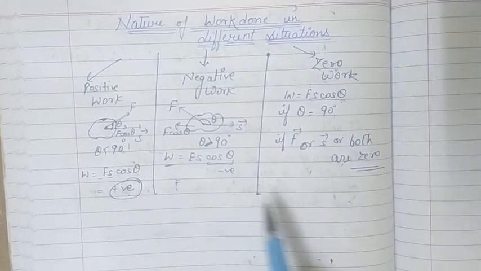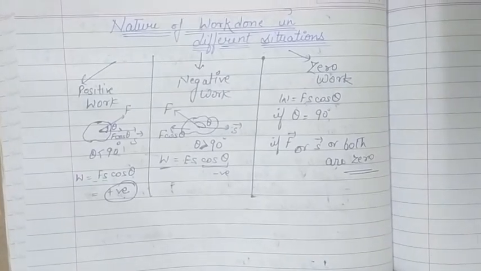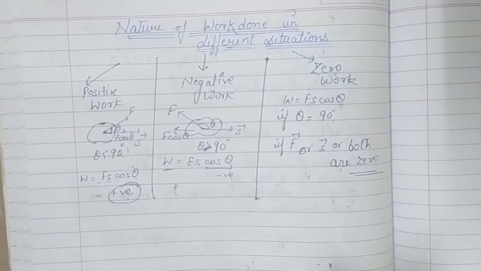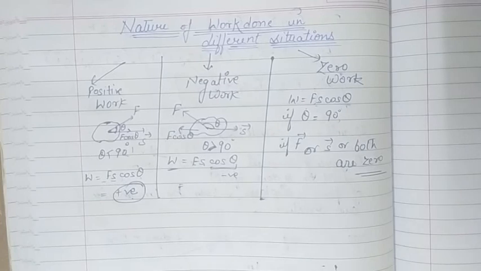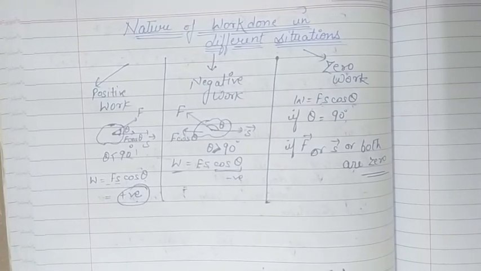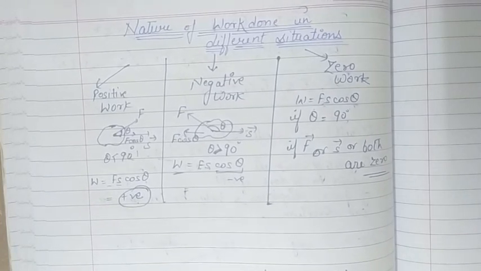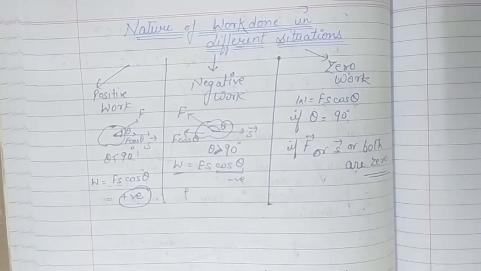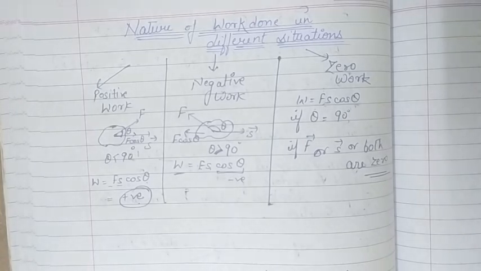So these are the different natures of work done depending on different situations. Now this was all about the explanation of work done if a constant force is applied on an object. But if there is a variable force, then we have to explain it with the help of integration. So that we will do in the next lesson. For that, stay tuned and keep studying.